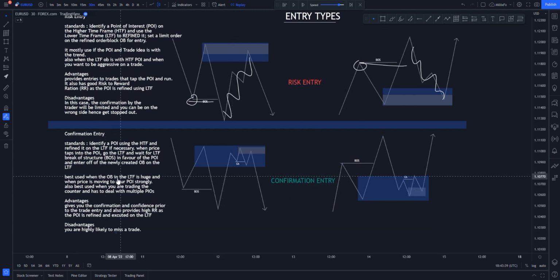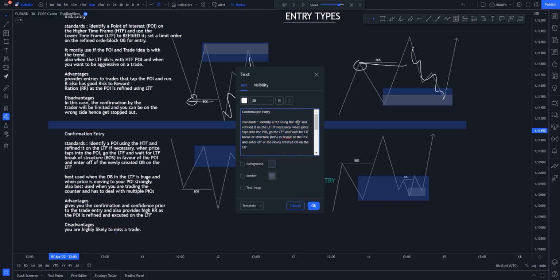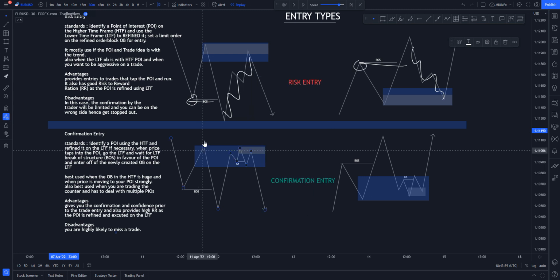Now, it is best used when the OB, which is order block, in the higher time frame is huge. I've made the POI very big in this scenario, right? When it is very big, you might not like to have big stop losses. Let's say your account is not strong enough to hold this particular type of trade. You are likely to get stopped out, and hence the reason why we are always supposed to find this type of trades on the lower time frame to get the best entries.